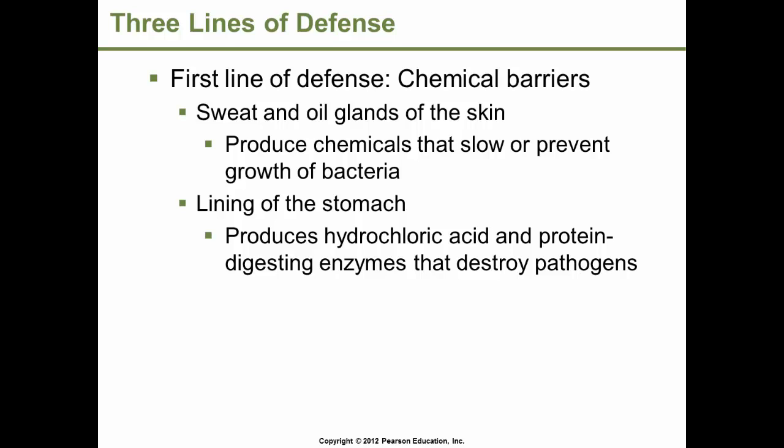Still in the first line of defense under chemical barriers, we have our sweat and oil glands of the skin. These also produce chemicals that may either slow or even prevent growth of bacteria. Within the lining of the stomach, cells produce hydrochloric acid and protein digesting enzymes that aid in the destruction of pathogens. pH of the stomach is approximately 2. So this would be a chemical barrier in the first line of defense, innate, that we are born with.